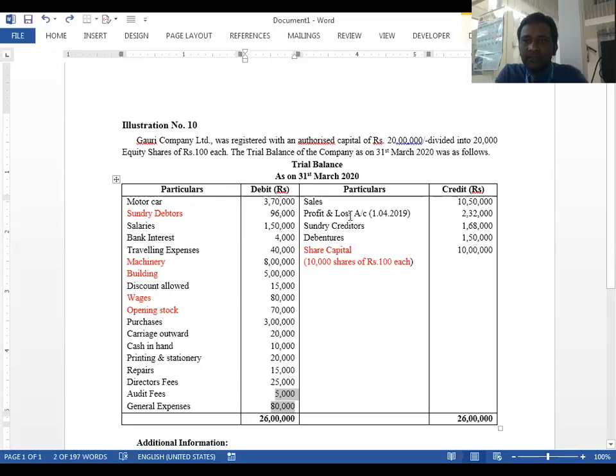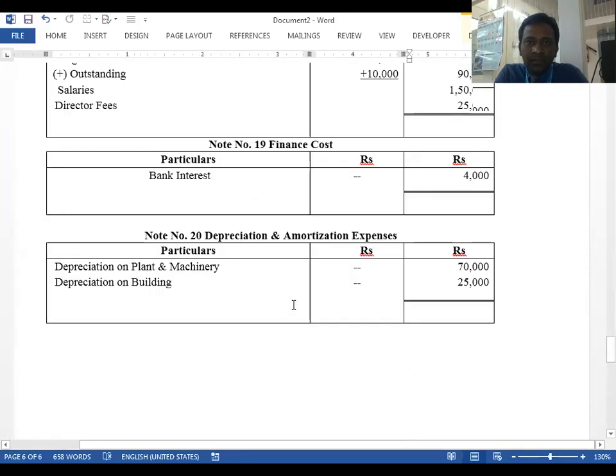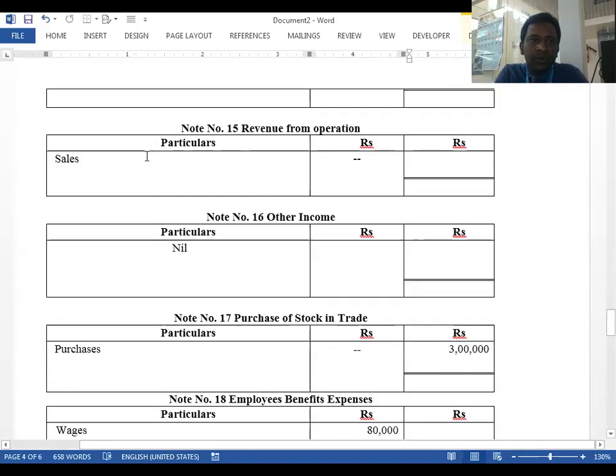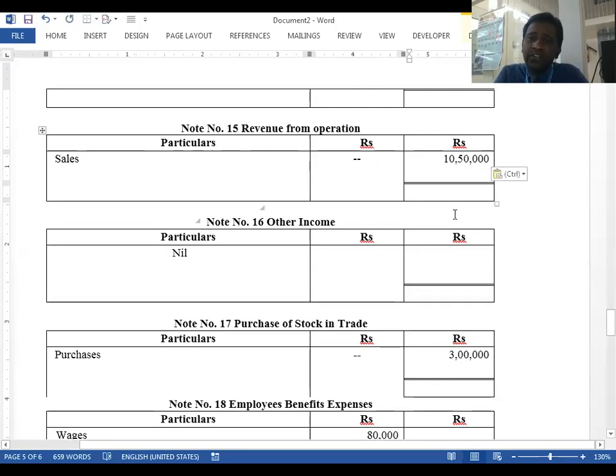Now credit side, sales 10 lakh 50,000. It is transferred to revenue from operation. So we have notes number 15. This is the first note of the profit and loss account, revenue from operation, 10 lakh 50,000. If sales return is given, then it should be deducted from the balance of sales. But in this problem, sales returns are not given.